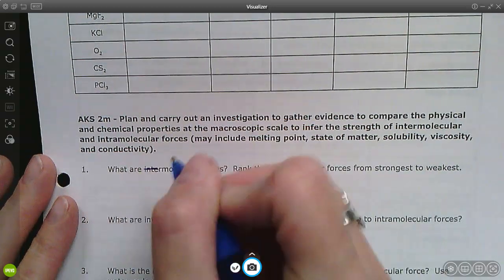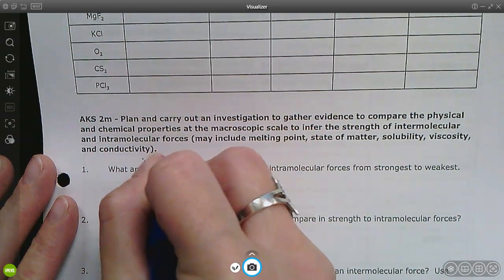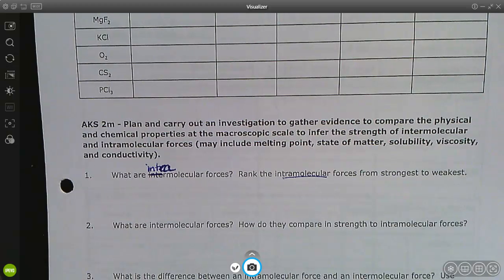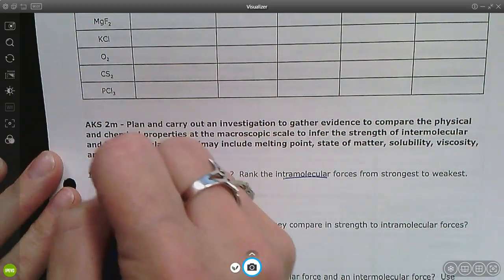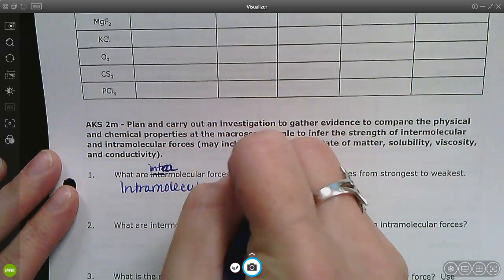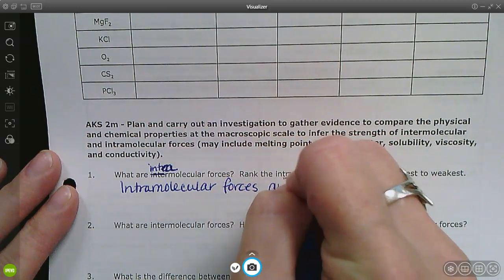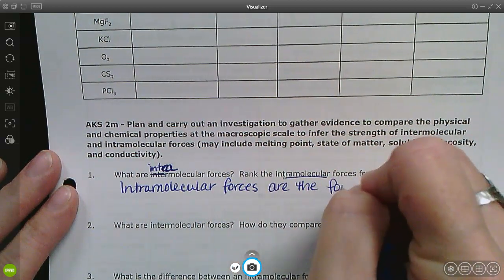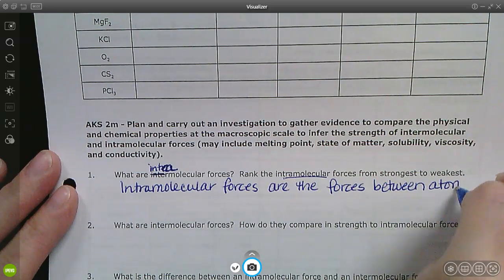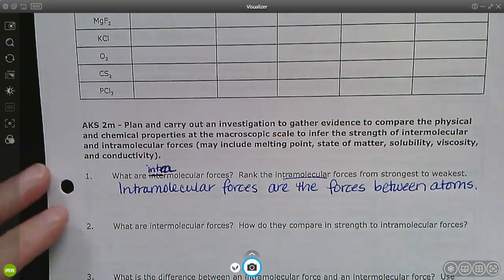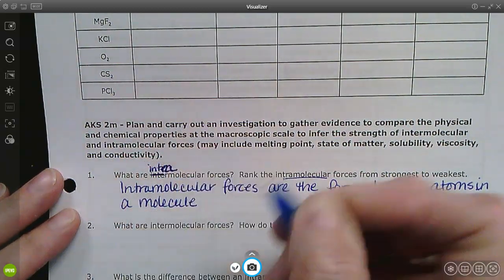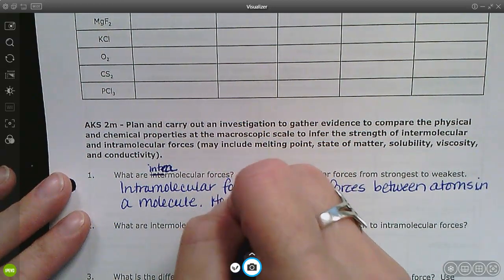So first thing is, this is a typo. It should say, what are intramolecular forces? Because it asks you to rank them in the second question. So intramolecular forces are the forces between atoms. Okay, forces between atoms in a molecule. Basically, they hold the molecule together.